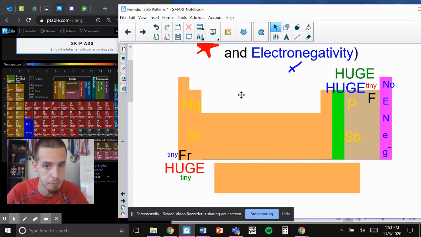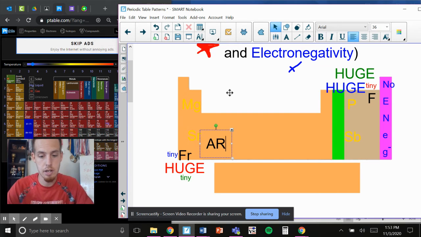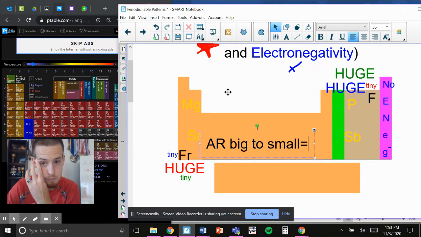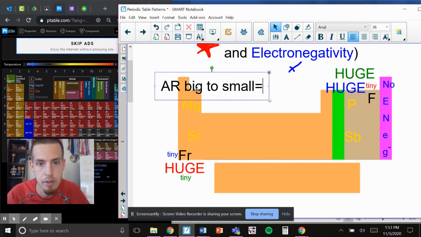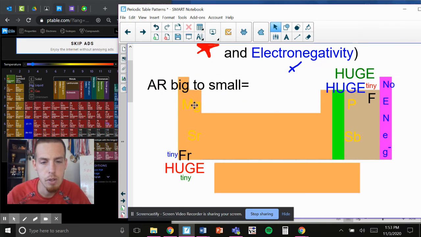So let's just jump right in, okay? This might take multiple videos to explain, but I think we can do it. So in terms of atomic radius, big to small. Looking at this, I know and I can tell that, well, francium is the biggest element. It helps knowing that. So the closer you are to francium, the bigger you are.